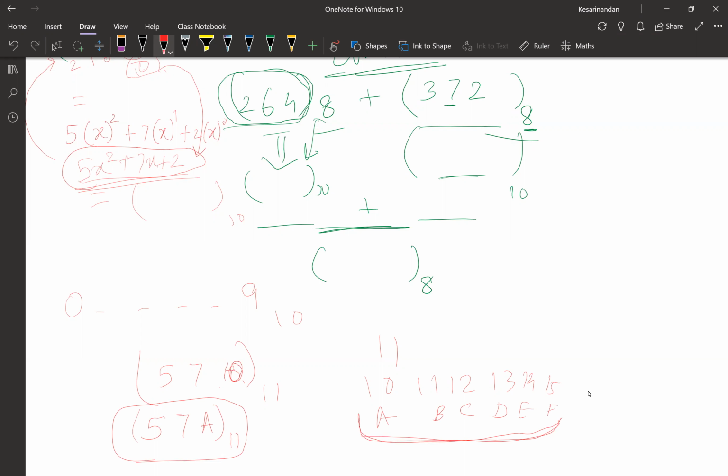Is this part clear, guys? How to go from base 10 to base x and how to return back from base x to base 10? Everybody clear with this part? This is very important, guys, trust me, in numbers 3.